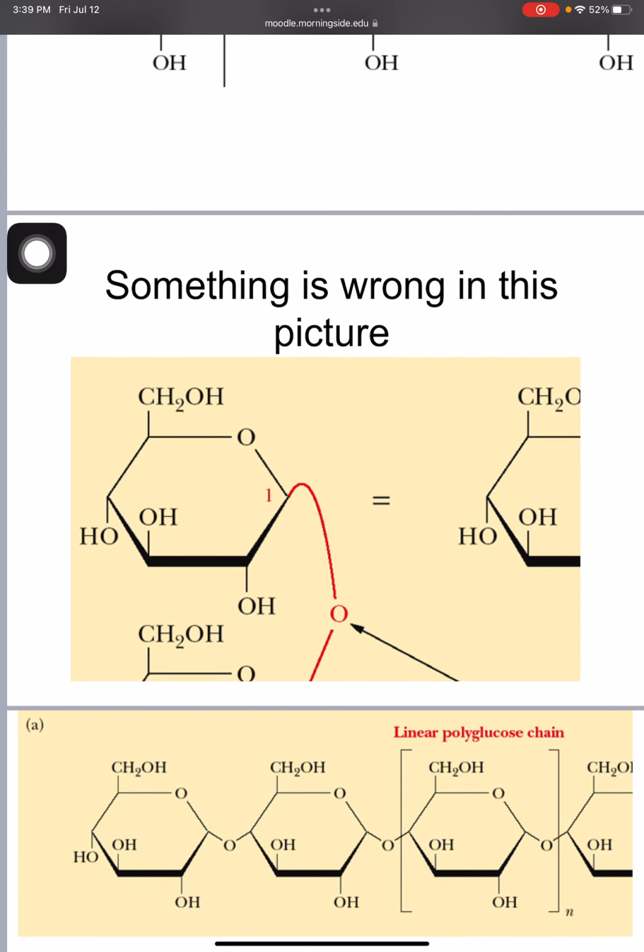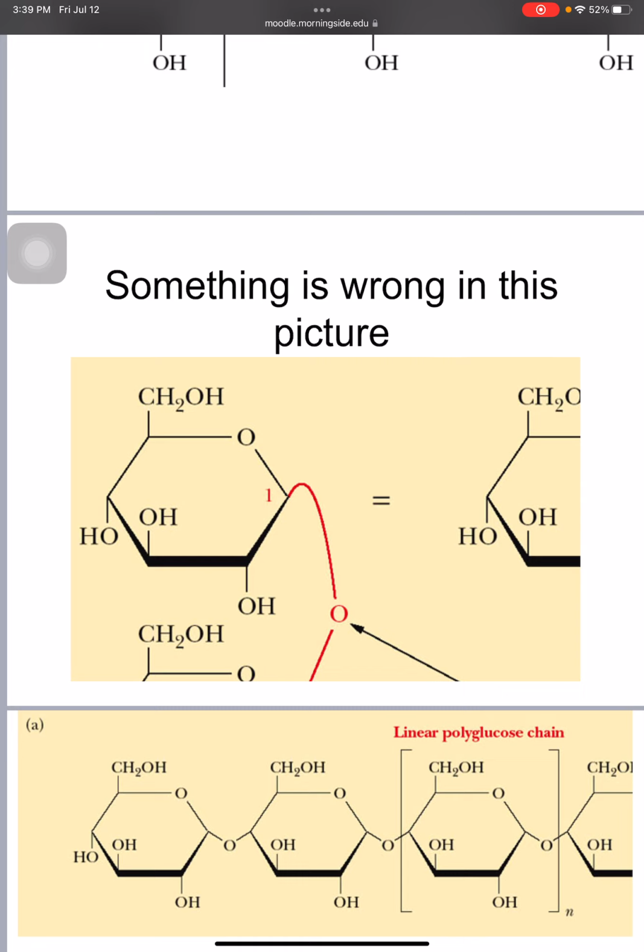All right, and I labeled this photo, something is wrong with this picture. All right. So take a look at that and think for a second, do you see anything wrong with that picture? Maybe pause it a second so you can't spoil it, because I'm about to explain it.